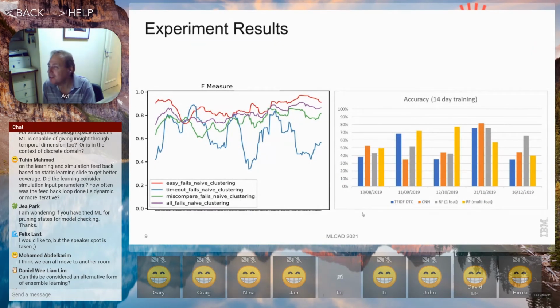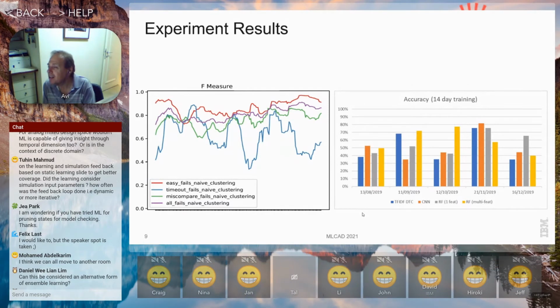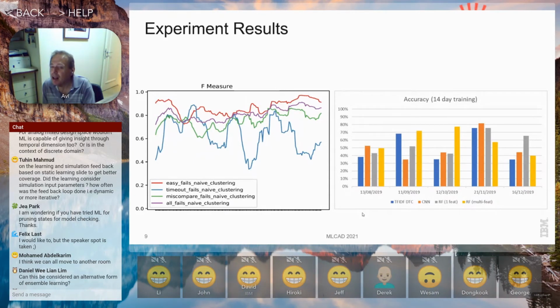But here are the results. On the left side, we have the clustering results and how good they are based on the type of failures. We can see that for the hard failures like timeout and miscompare, the results are less good than the overall results. On the right side, we have the classification results for the different algorithms that we used. Again, I'm not going to go into details. We see that in some cases it's fairly high, in other cases it's not.